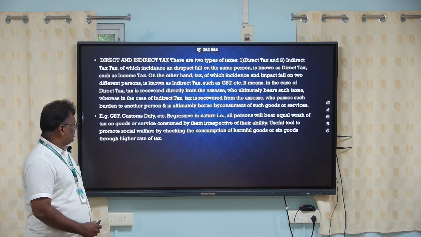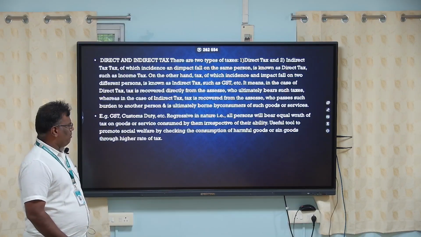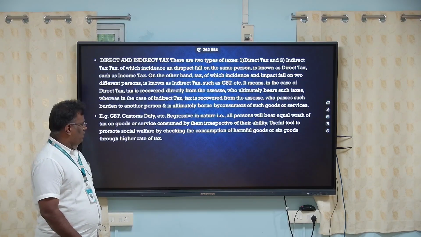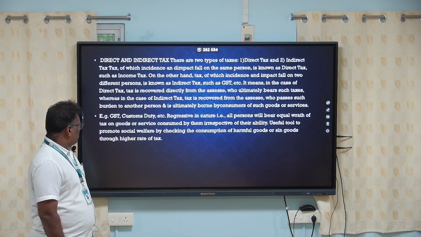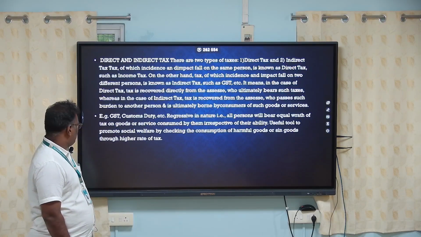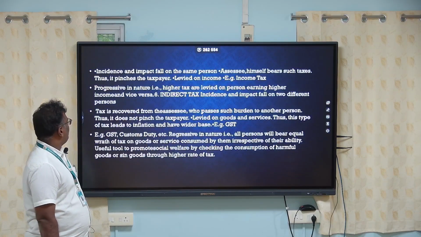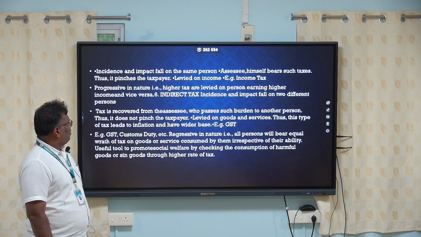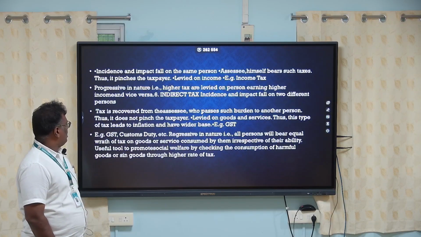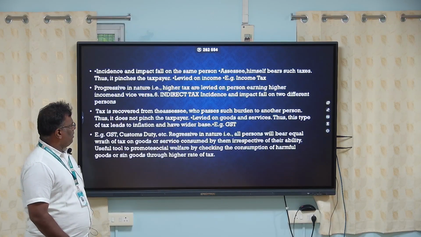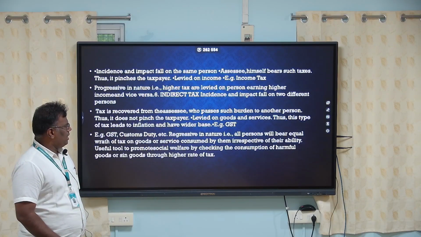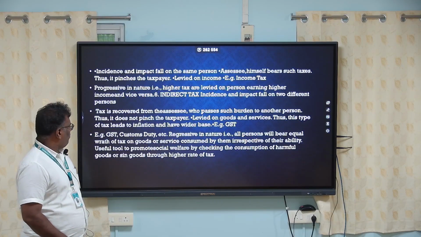Example, GST and customs duty: the nature is that all persons are equally taxed on goods and services consumed by them, irrespective of their ability. It is useful to promote social welfare by checking the consumption of harmful goods, since such goods carry higher tax. In direct tax, the impact and incidence fall on the same person, the assessee, who bears such tax, thus pinching the taxpayer's pocket. Example, income tax. It is progressive in nature: higher tax is levied on those earning higher income, and vice versa.